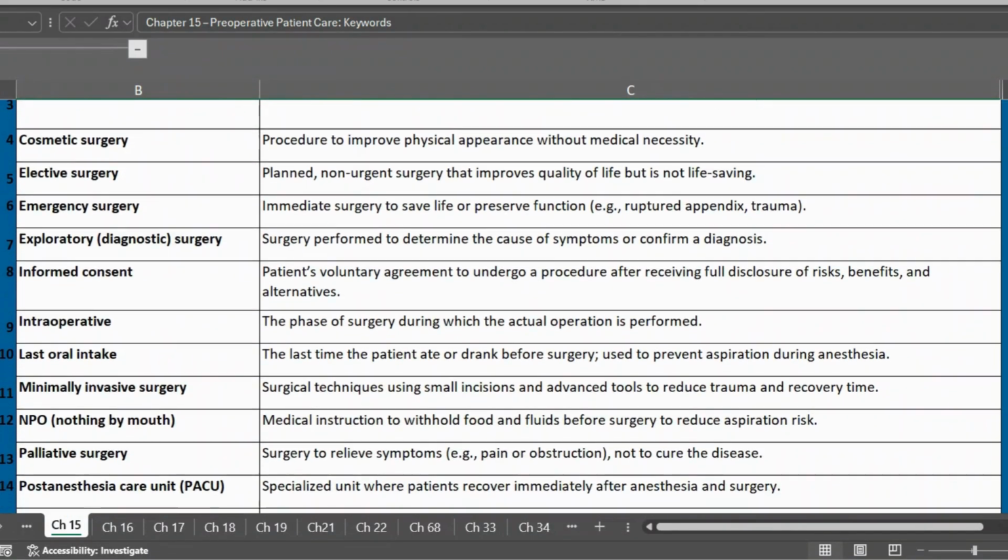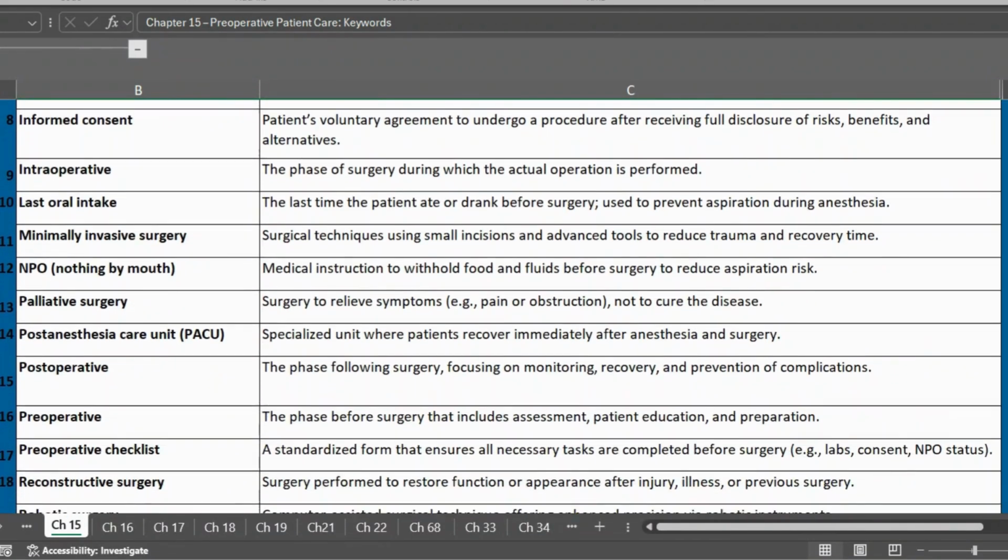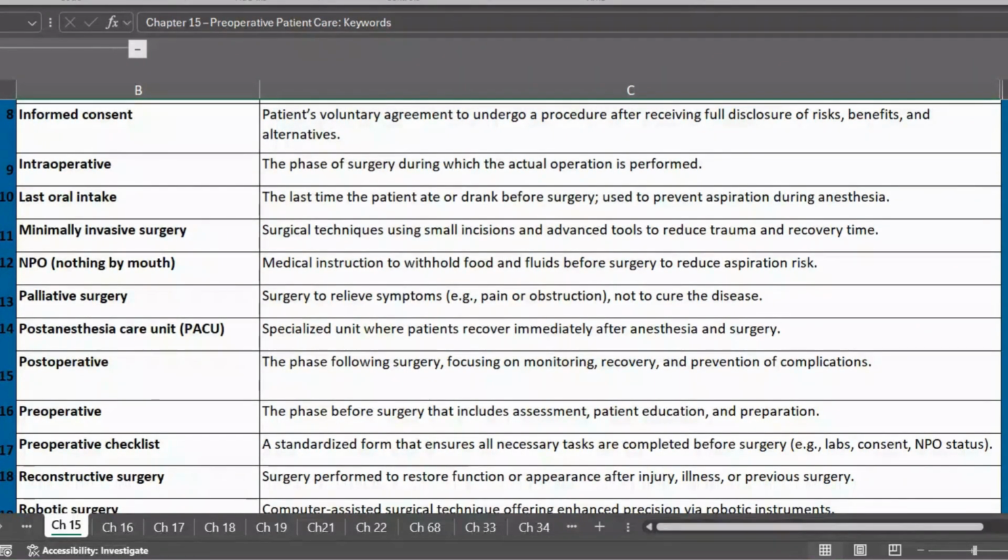Intraoperative is the phase of surgery during which the actual operation is performed. Phase during the surgical procedure begins with entry into the OR and ends with transfer to PACU. Last oral intake. The last time the patient ate or drank before surgery, used to prevent aspiration during anesthesia. Time when the patient last ate or drank before surgery. For instance, important to prevent aspiration under anesthesia.